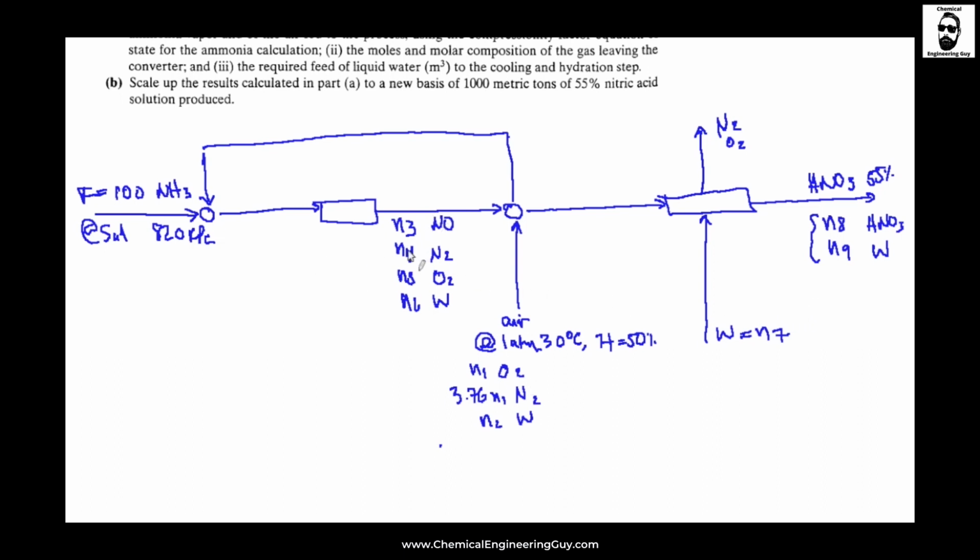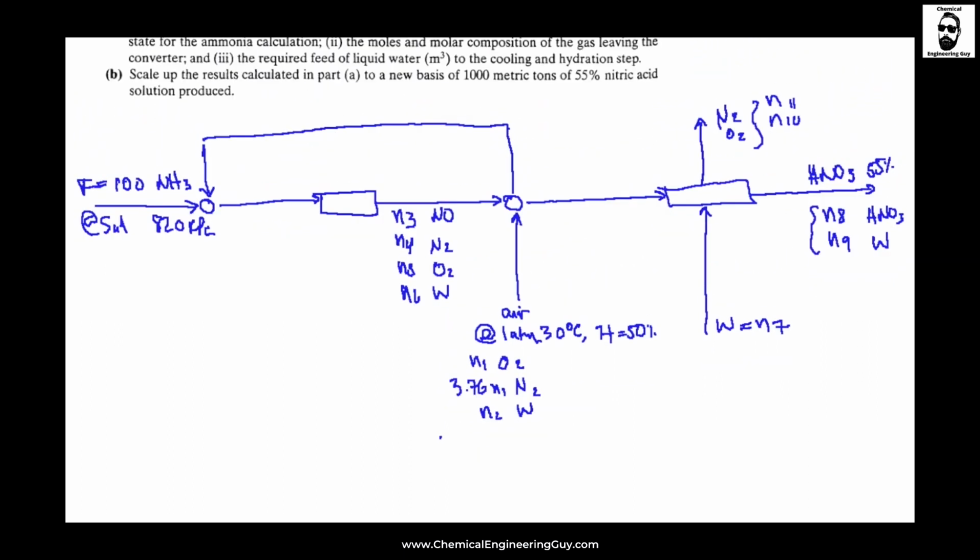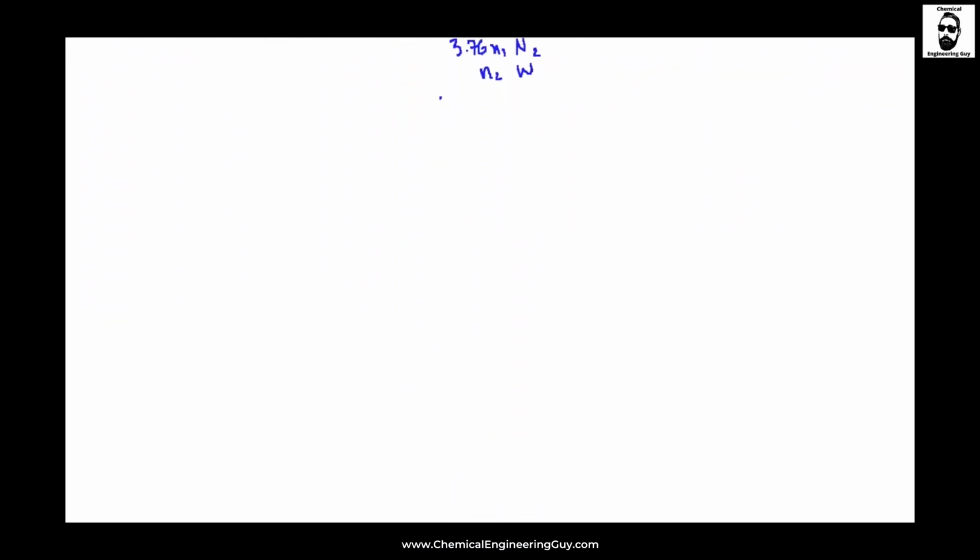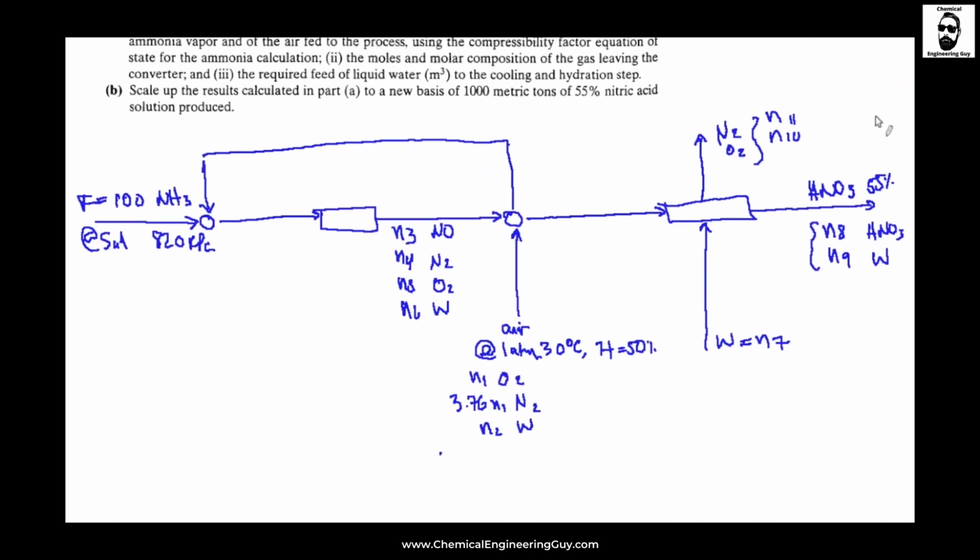I think I have all the numbers. 1, 2, where is 2? Oops, we don't have N2. Oh yeah, 1, 2, 3, 4, 5, 6, 7, 8, 9. I think we don't need more. We might use this N10 and N11. I don't think we're going to use it, but okay, we have our diagram. It's complete. The recycle, we're not going to use it because I don't think we are asked to, but if we need it, we just add a number here.